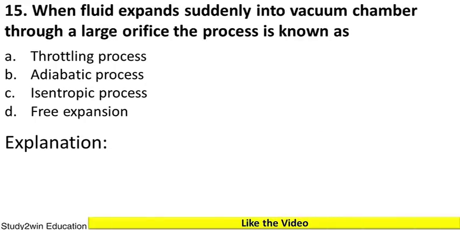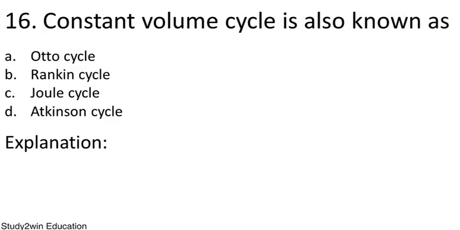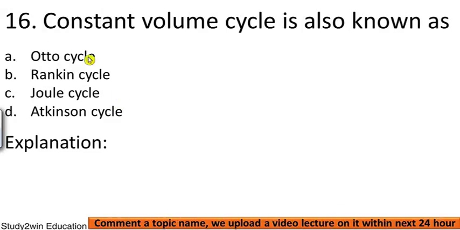Question number 15. When the fluid expands suddenly into a vacuum chamber through a large orifice, the process is known as: throttling process, adiabatic process, isentropic process, free expansion process. Something expanding suddenly into a vacuum is a case of free expansion, and option 4 is the correct one.